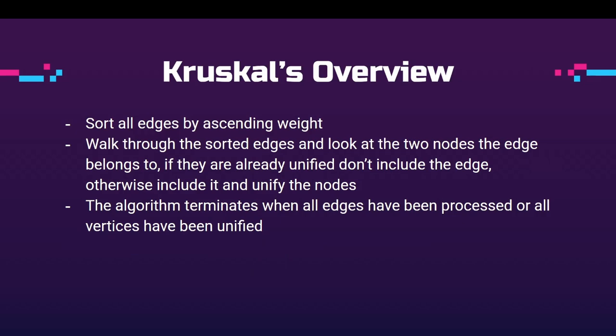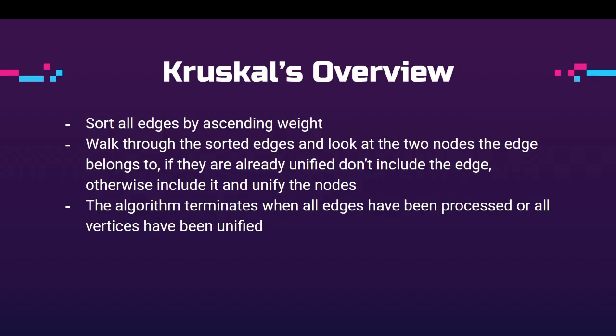The overview of Kruskal's algorithm is that it works like this. You sort all of the edges by ascending weight. So if you have a graph with 3 edges, with weight 3, weight 2, and weight 1, you'd have 1, 2, 3. Then you walk through the sorted edges and look at the two nodes to which the edge connects.